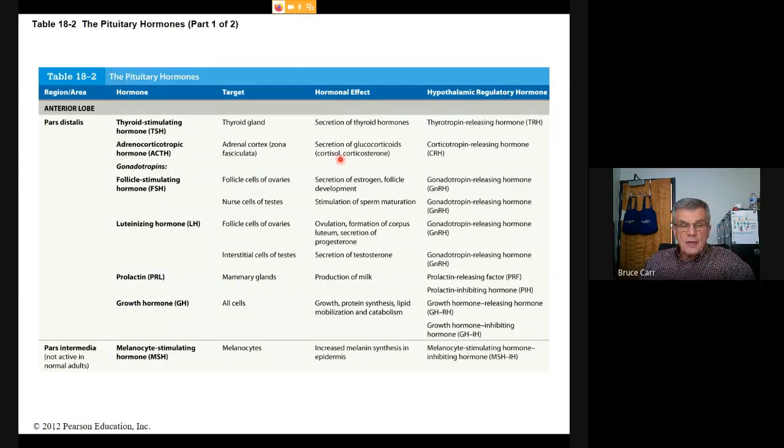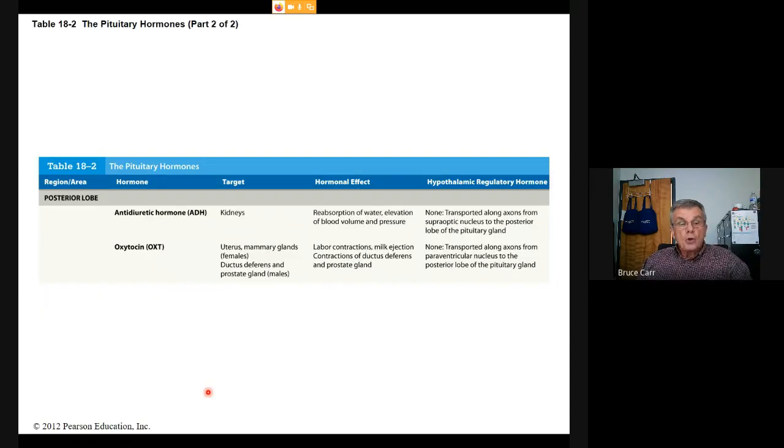I just wanted to point out the table is a great summary. And this is just the anterior lobe. The pars intermedia, which in normal adults is not very active. There's not much melanocyte-stimulating hormone produced in adults. And the melanin that's coloring your hair, coloring your skin, is something that is more active in your growth phase.